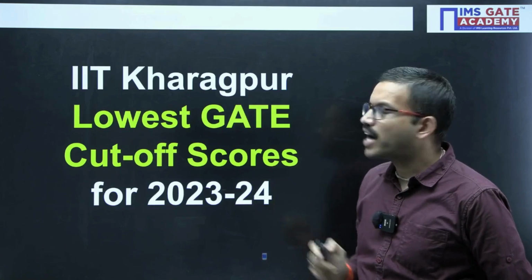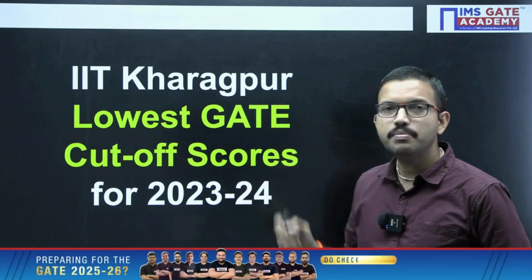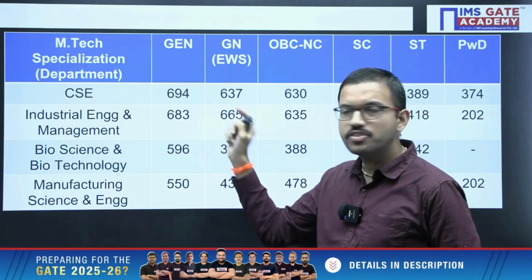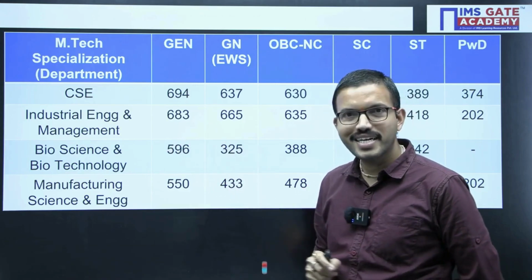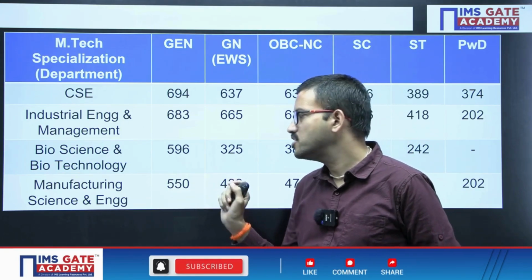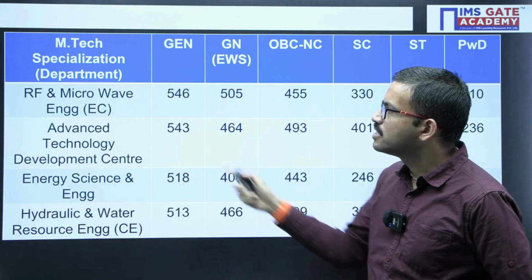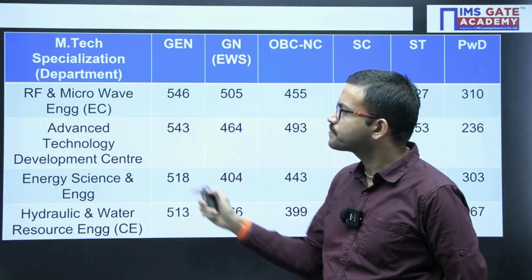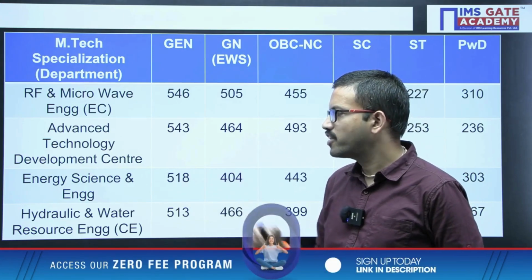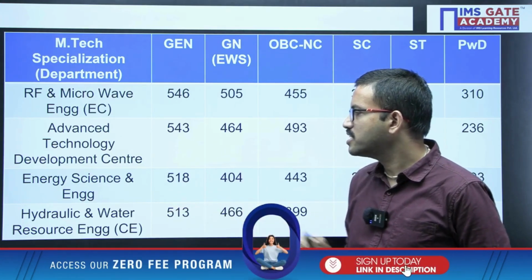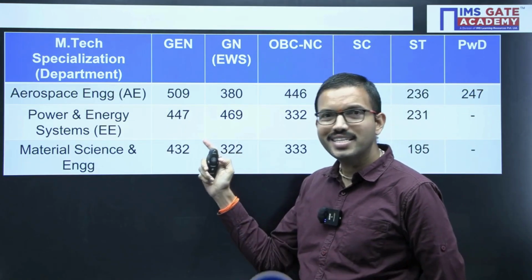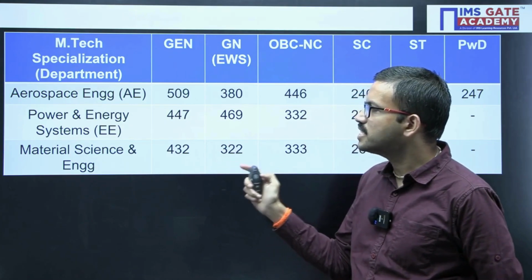Then coming to IIT Kharagpur, the cutoff scores for the academic year 2023-24. For CSE, 694; industrial engineering and management, 683; bioscience and biotechnology, 596; manufacturing science and engineering, 550. Then RF and microengineering, 546; advanced technology development centre, 543; energy science and engineering, 518; hydraulic and water resource engineering, 513. Then aerospace engineering, 509; power and energy systems, 447; material science and engineering, 432.